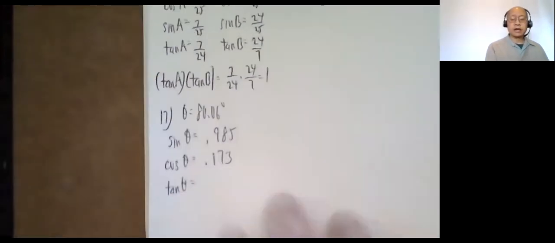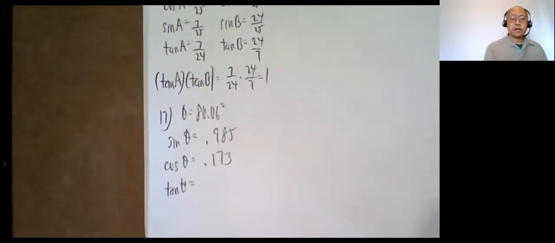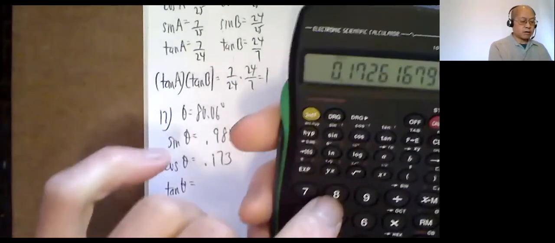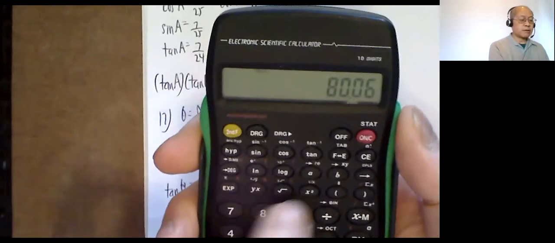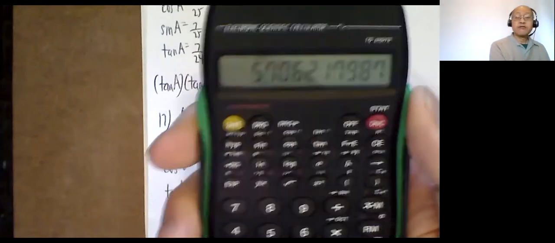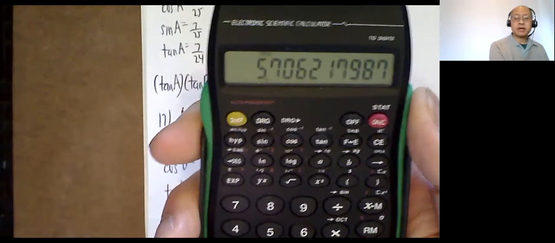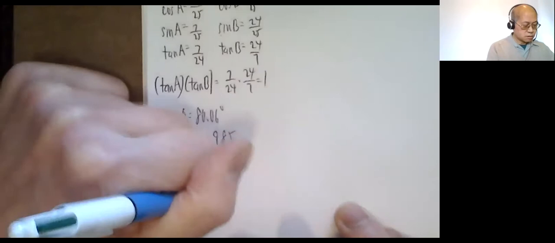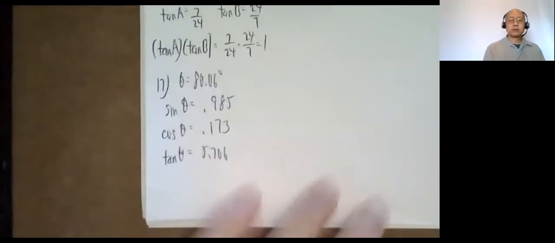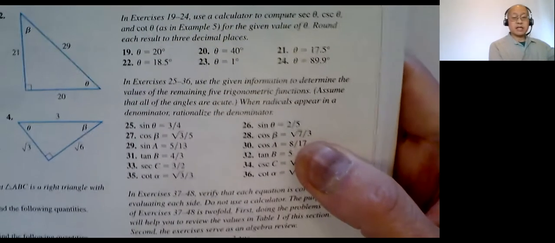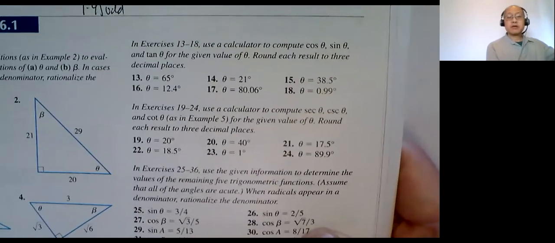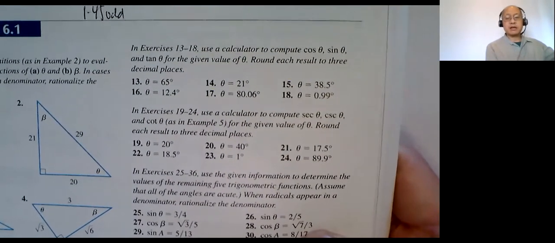And then tangent theta. So for tangent, 80.06 and then hit tan. This is for the backwards type of calculator. 5.706. Okay, so that's all. That's how to do the problems from that section. So 13, 15, 17, they're all just getting comfortable with your calculator.